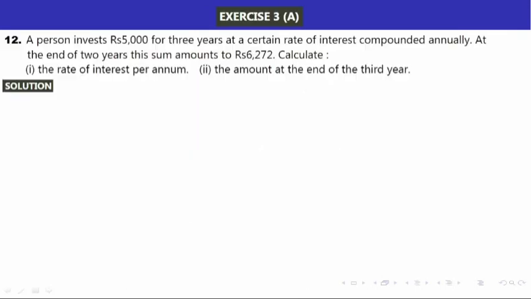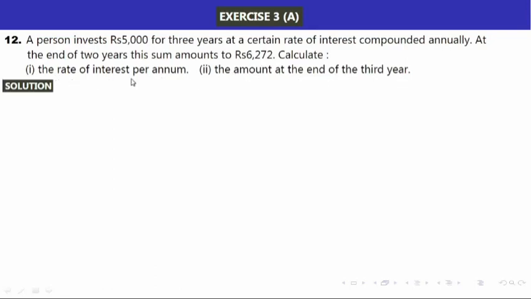Okay, so we will be taking question number 12 to be the first question for the day, which says: a person invests rupees 5,000 for 3 years at a certain rate of interest compounded annually. At the end of 2 years, this sum amounts to rupees 6,272. Calculate the rate of interest per annum, and the amount at the end of the third year.